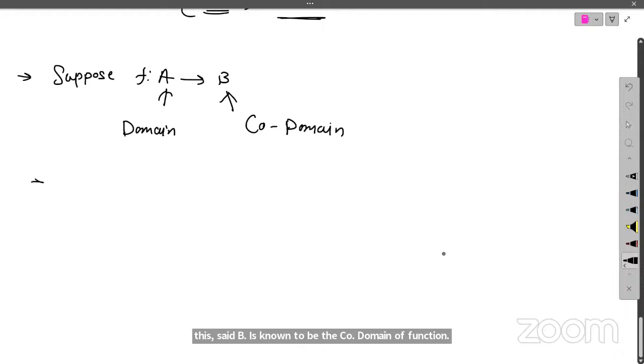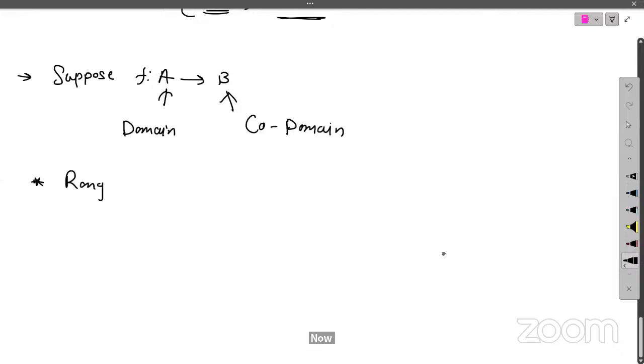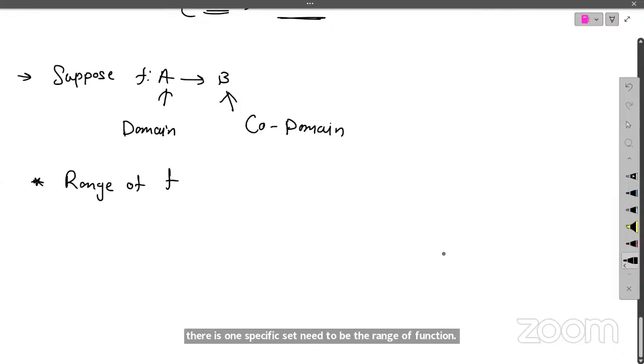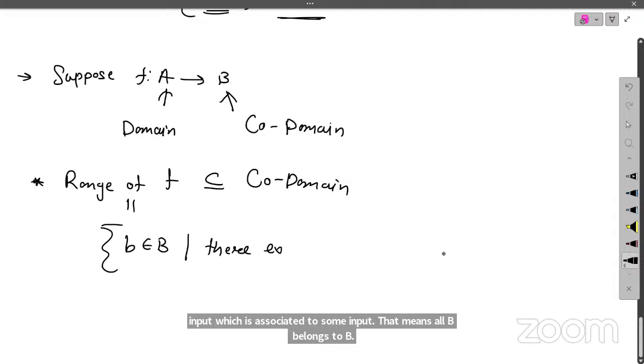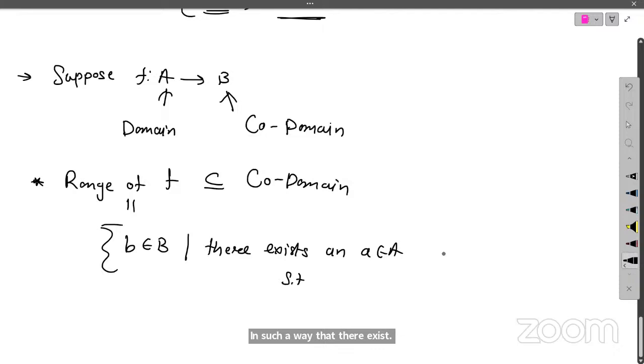Now there is one specific set called the range of the function, range of f, and this is a subset of your codomain. What is this set? This is nothing but the collection of all elements from your codomain which are associated to some input. That means all b belonging to B such that there exists a in A such that f of a is equal to b. So from your output set, you have to collect all those elements which are associated to some input in your domain A.